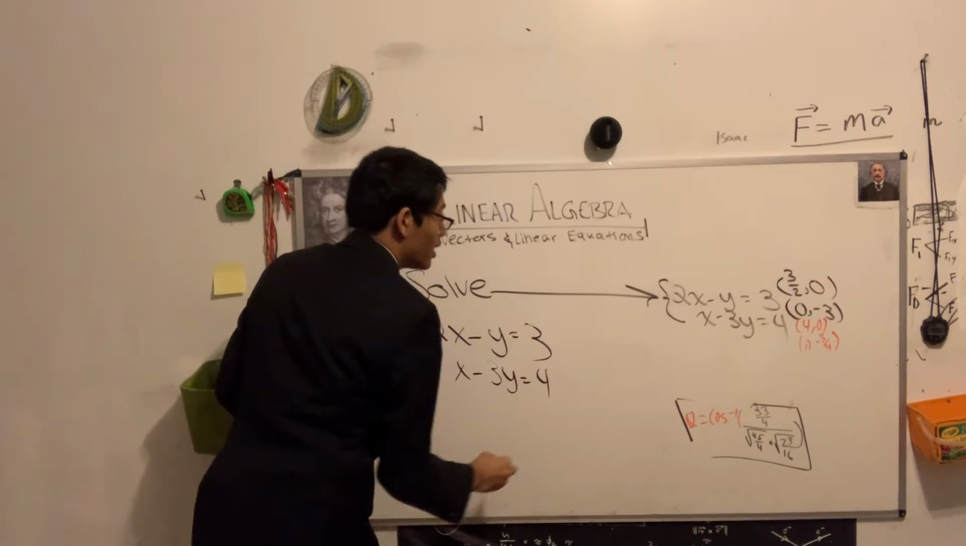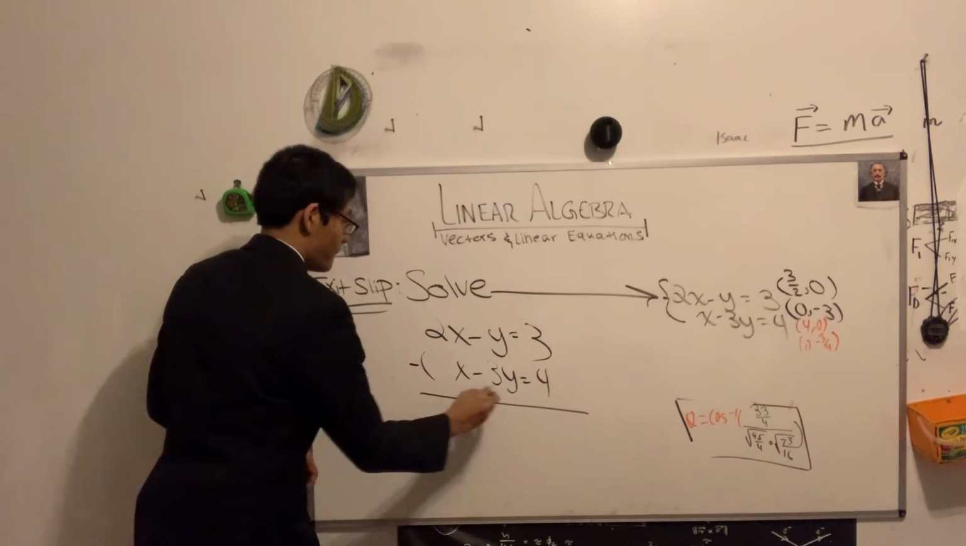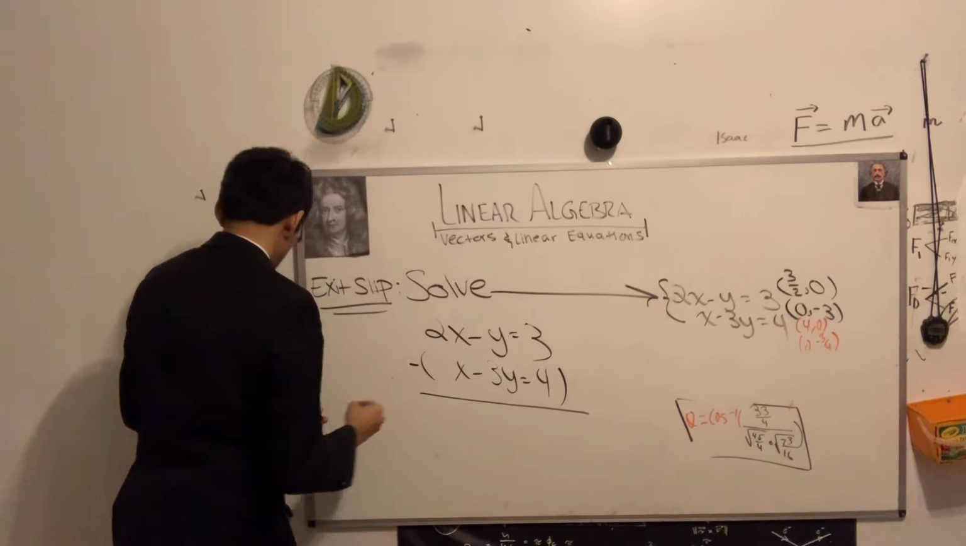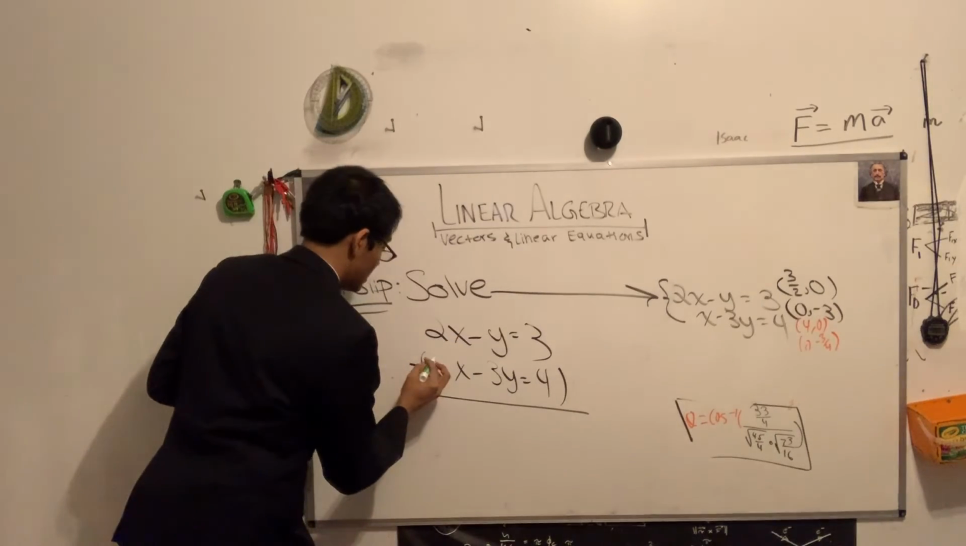Now, the first thing we're going to do is multiply our second equation by -2.